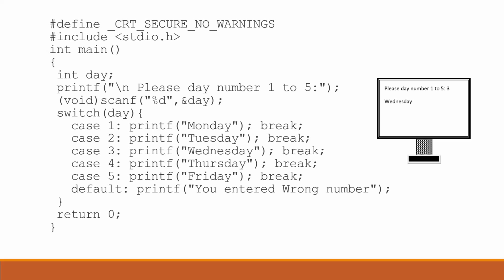If day is 1, it prints Monday. If day is 2, it prints Tuesday. If day is 3, it prints Wednesday. If day is 4, it prints Thursday. If day is 5, it prints Friday. If none of the above cases match, the default case, it prints you entered wrong number. The return 0 statement indicates that the program has executed successfully and is terminating.